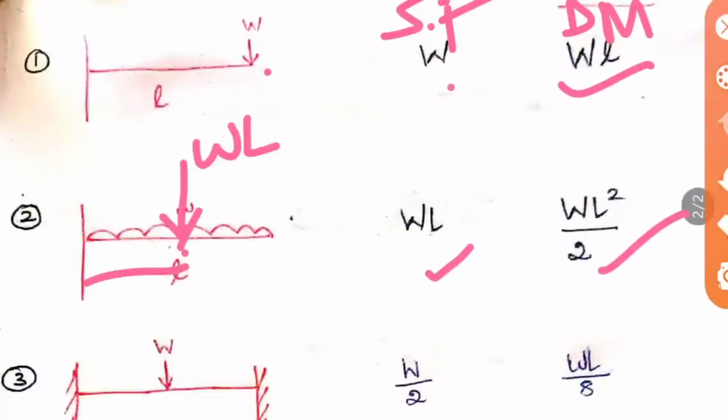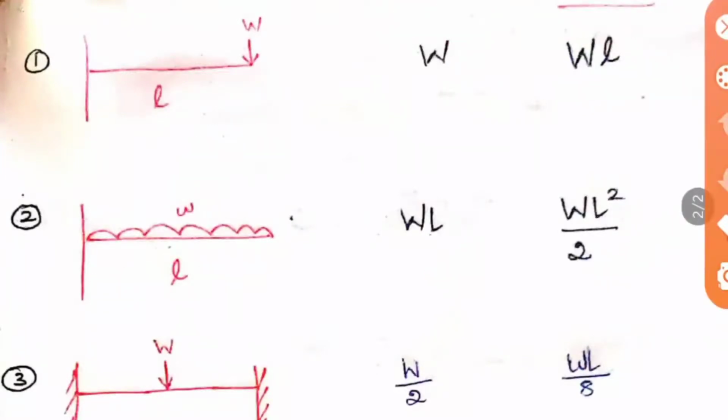In the third case, it is a fixed beam with central point load. So obviously it is W by 2 and then it is WL by 8. Here you may think only W is there, so why is W by 2 given? Always the reactions at the ends should be taken. Here the central load is W, but the two ends are fixed ends. Fixed end means there will be 3 reactions, because it has 3 independent reactions.